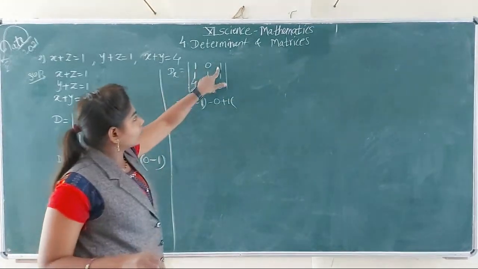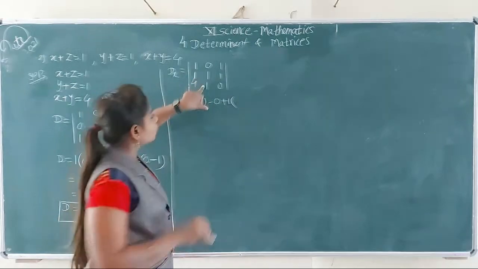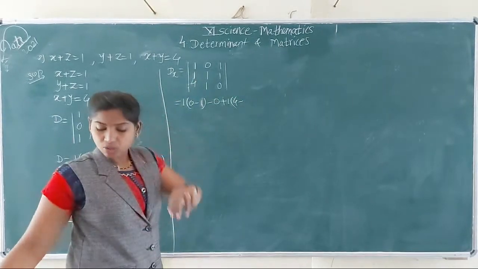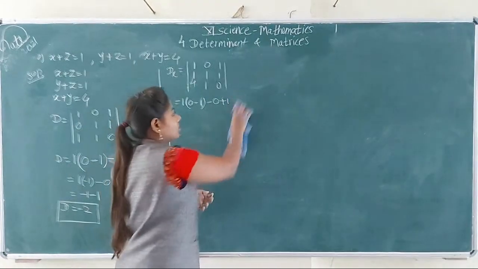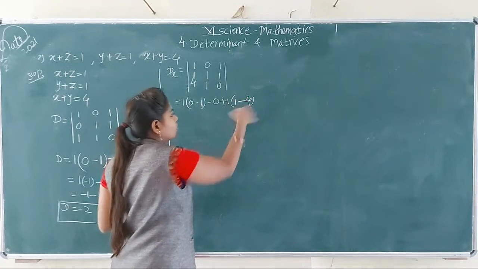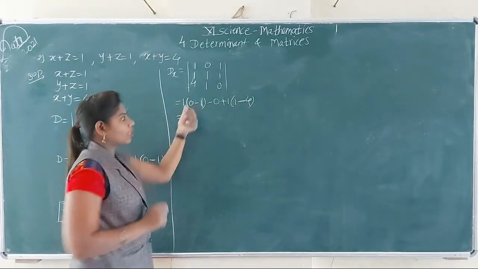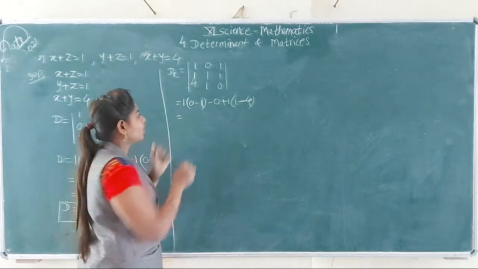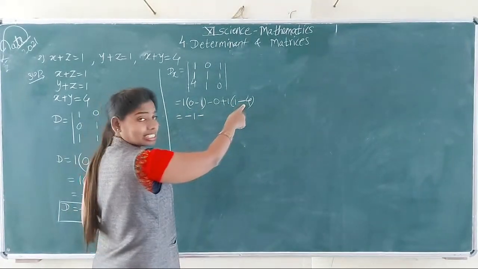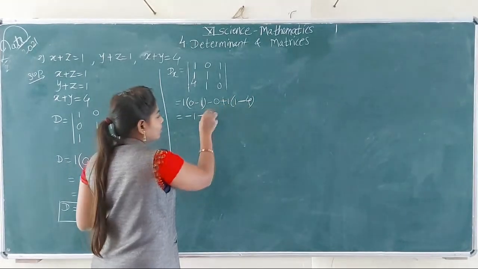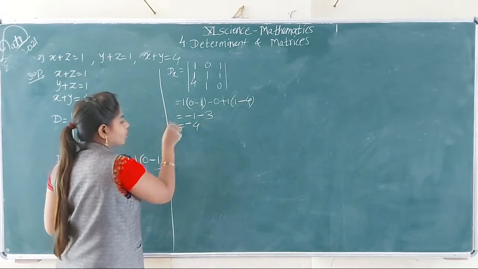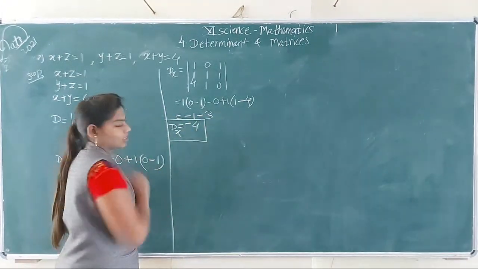राइट. नेक्स्ट नंबर इज 1. 4 into 1 is 4 minus, sorry, 1 into 1 is 1 minus 1 into 1 is 1 minus 4 into 1 is 4, which is equals to 0 minus 1 is minus 1 and 1 into 1 is 1, that is minus 1. 1 minus 4 is minus 3. Minus 3 into 1 is minus 3. That is minus 1 minus 3 is minus 4. This is value of Dx.